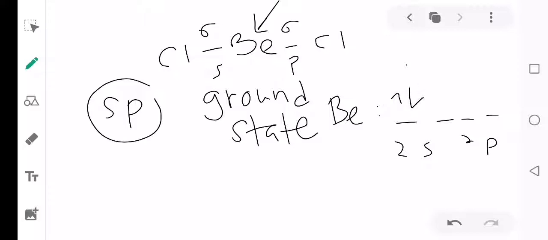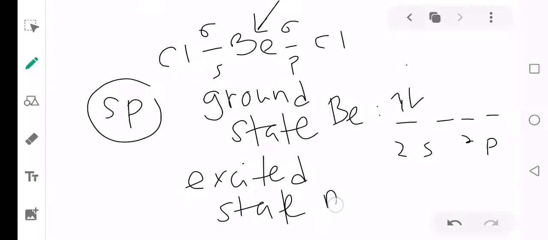So this is the ground state for neutral beryllium. Alright, the next step will be the excited state for beryllium. So 2s and 2p. One electron from 2s will jump to 2p. Alright, that is the excited state for beryllium.